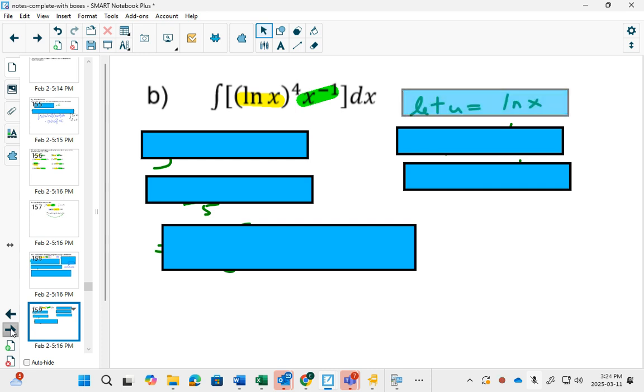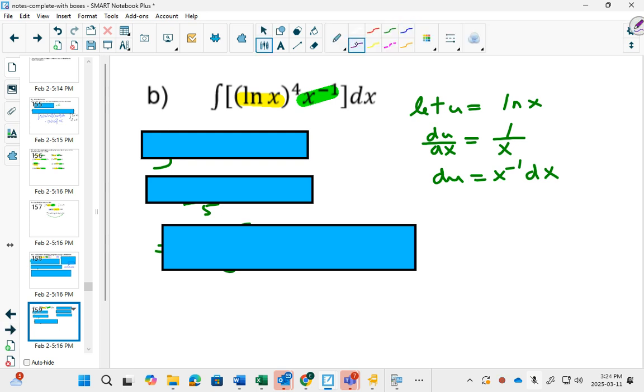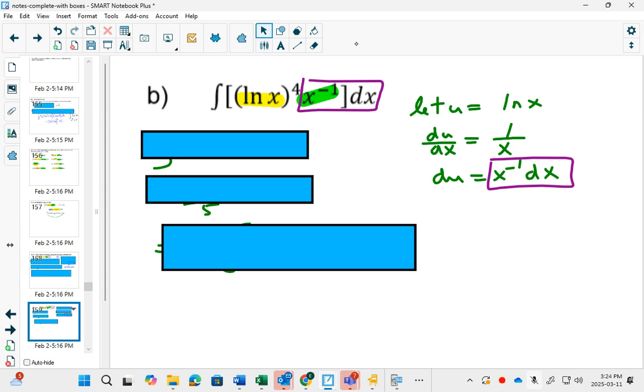So it makes me think I should make u ln x, and then my derivative, du dx, is 1 over x, which means if I got du by itself, it would be x to the minus 1 dx. So all of this in purple gets replaced with the du. The ln x gets replaced with the u, and we have the exact same question as the last one.